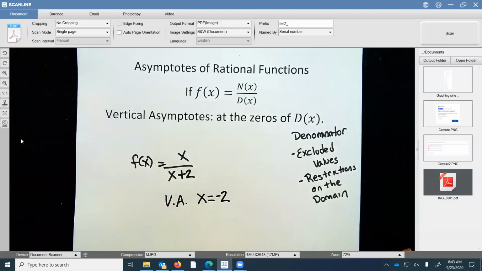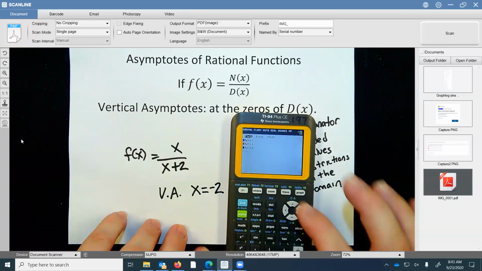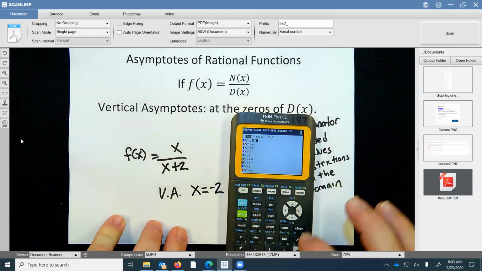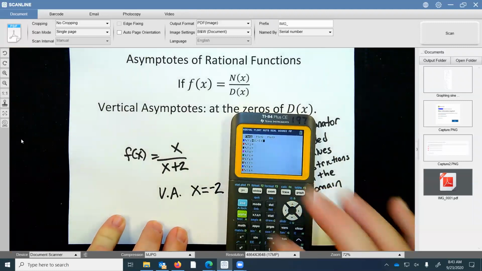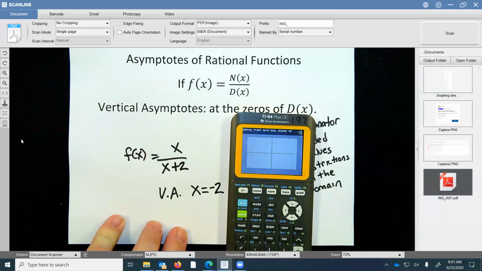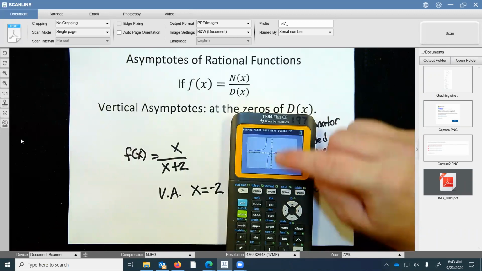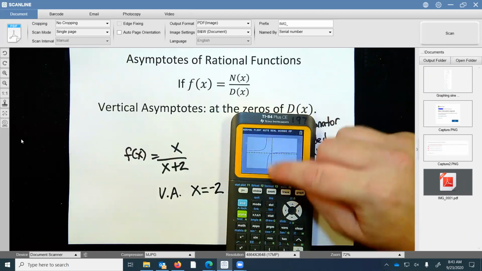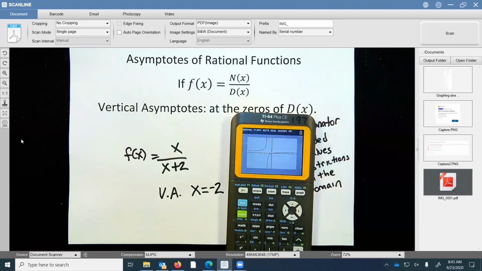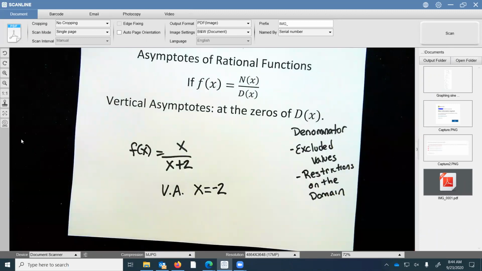And if I plug that in on my graphing calculator, we can see there at -2, there is indeed that vertical asymptote. Those are the easy ones.